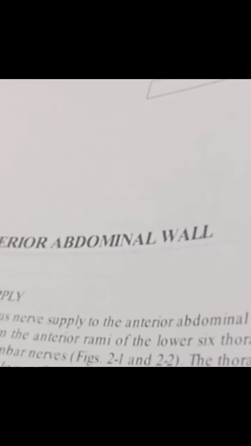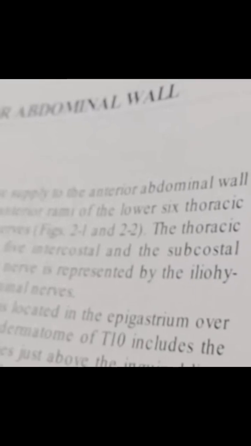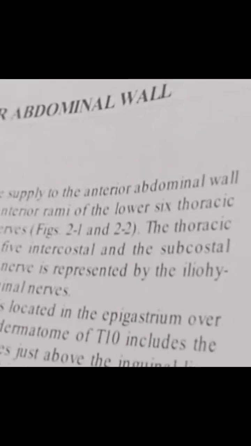The dermatome of T7 is located in the epigastrium over the xiphoid process. The dermatome of T10 includes the umbilicus, and that of L1 lies just above the inguinal ligament and the symphysis pubis. The dermatomes and distribution of cutaneous nerves are shown.